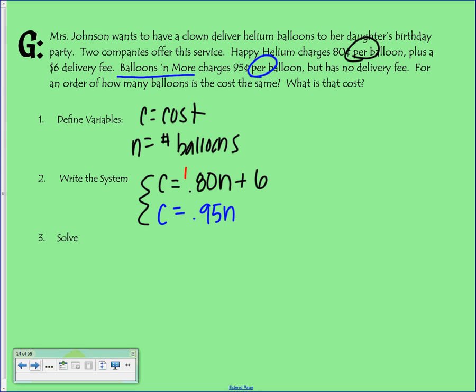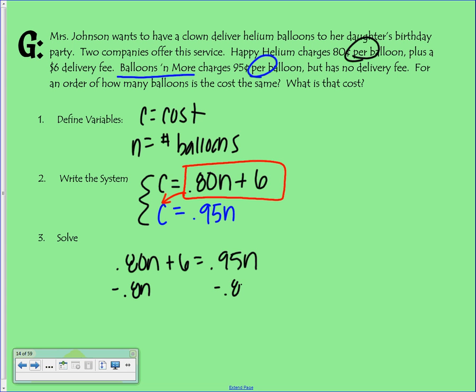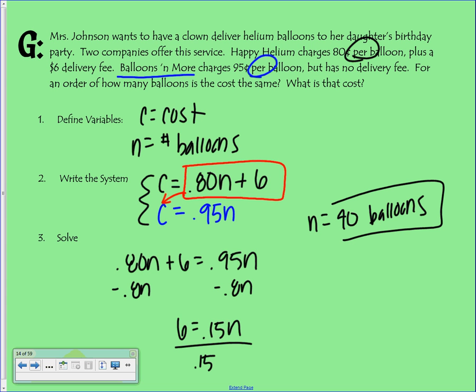So again, I can put a box around what c equals, and I can plug it in for the c in that second equation. So I've got 0.80n plus 6 equals 0.95n. To get my variables together, I'll subtract 0.80n from each side. So I'm going to get 6 equals 0.15n. Divide that by 0.15. So n would equal 40. So the cost is going to be the same when there are 40 balloons. So 40 balloons is our answer.